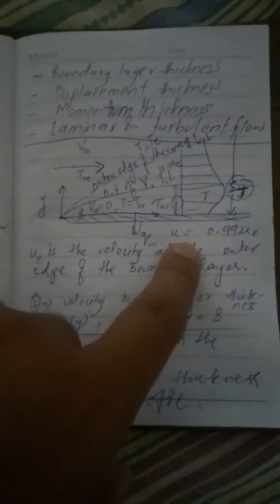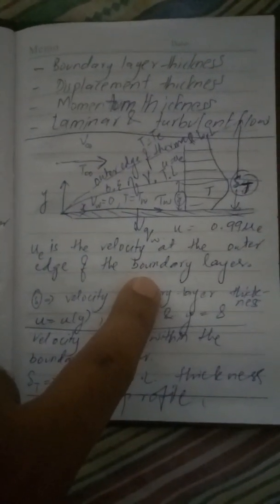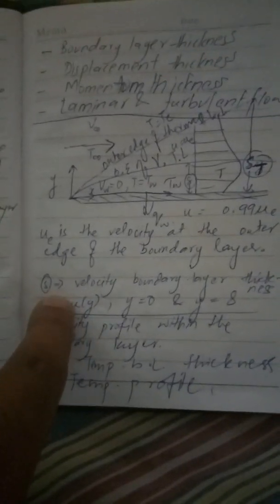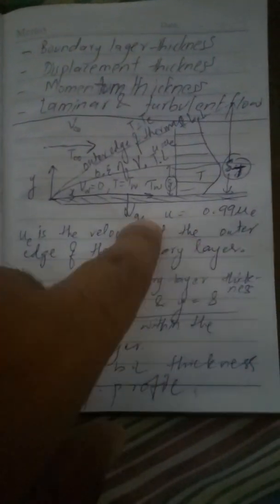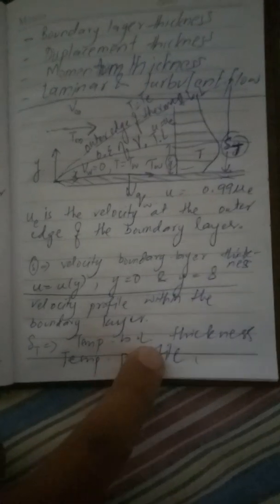So we say that U is equal to 0.99 of UE, where UE is the velocity at the outer edge of the boundary layer. Multiplying UE by 0.99, we get U, and lambda is the velocity boundary layer thickness. The third property is the boundary layer thickness: lambda is the velocity boundary layer thickness, and lambda T is the temperature boundary layer thickness.